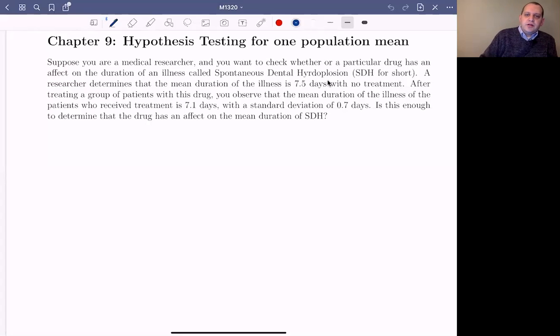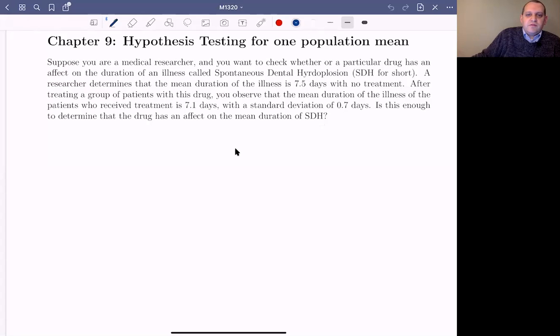In this chapter, we're going to talk about hypothesis testing for one population mean. I want to introduce the main ideas in this chapter with a single example. The example is going to say that we're a medical researcher trying to determine whether or not a particular drug is effective at treating a certain fictional illness, which I'll call spontaneous dental hydroplosion, or SDH.